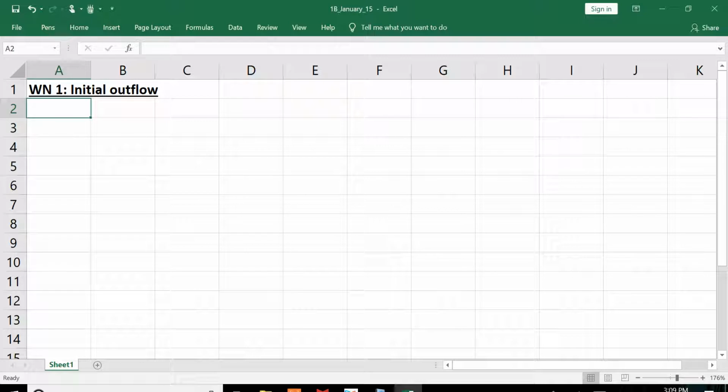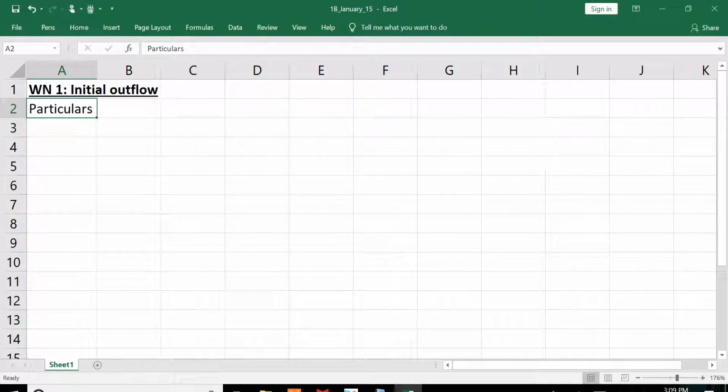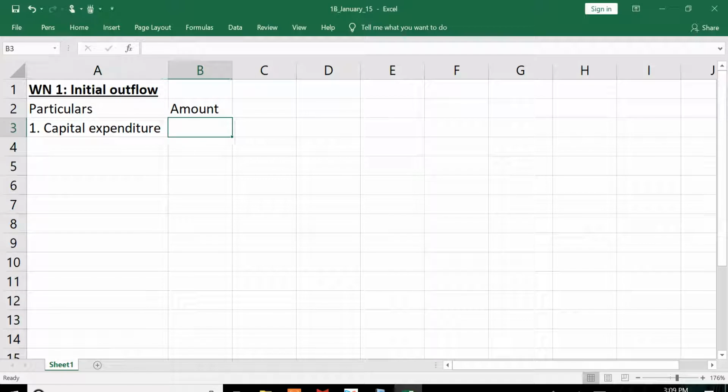Working note 1, initial outflow, particulars and amount. First line item, capital expenditure. The same steps will follow in most of the questions.